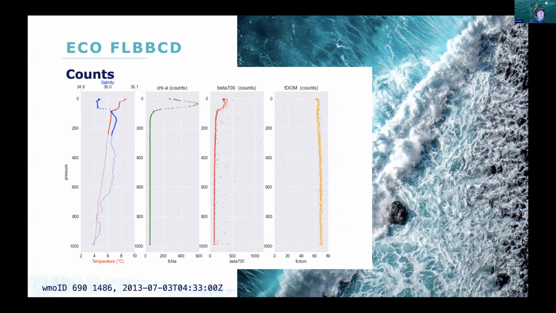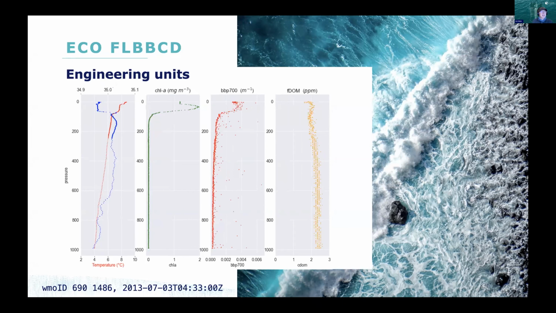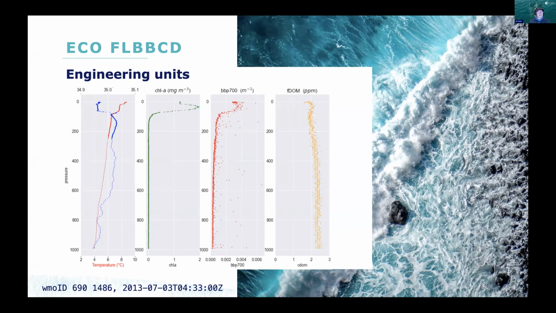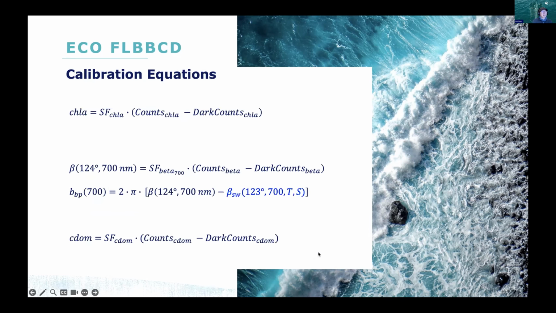Now, all I've done between these two slides is go from counts, look in the upper left, to engineering units. I've subtracted a number and multiplied by another number. That's a linear relationship. They don't look any different, but the horizontal scale has changed, of course. Now we can see that we have somewhere between 0 and 2 milligrams per meter cubed of chlorophyll. We have somewhere between 0 and 0.006 inverse meters of backscattering. And we can see that based on quinine sulfate dihydrate equivalent units, that chemical that we use as our primary reference, as our standard, we have somewhere between 1.9 and 2.5 of those units.